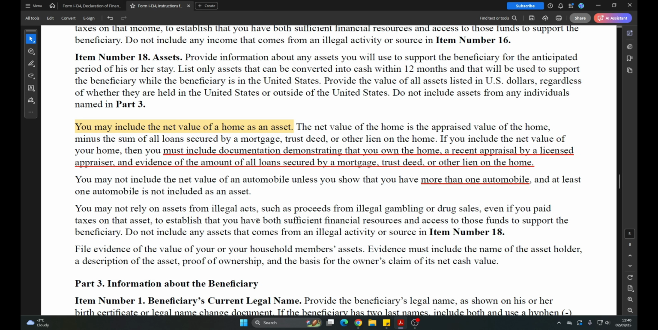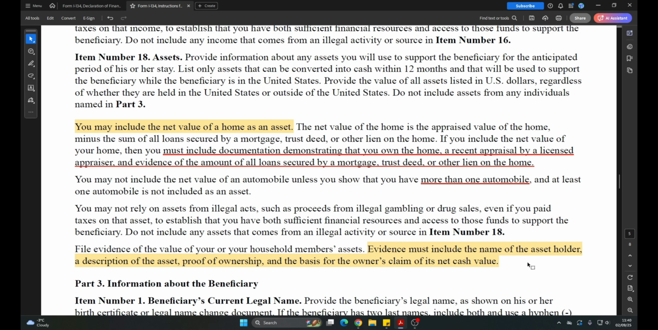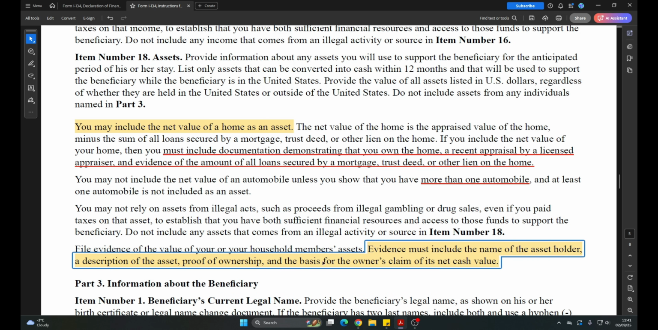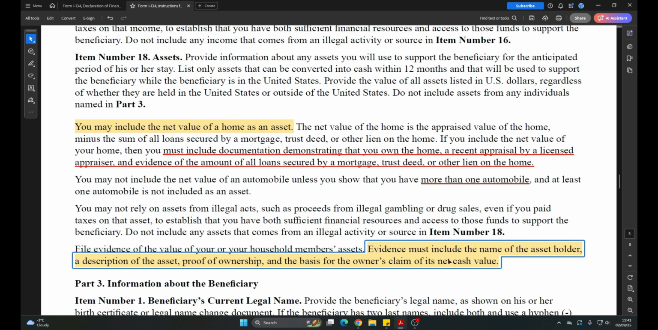You don't only have to include assets that belong to you. You can also include assets from other people in your household. But in that case, you will have to attach evidence showing the name of the asset holder, description of the asset, proof of that ownership, and what this part means, the basis of the owner's claim for its value, is basically an appraisal or current value or cash value from the bank account.